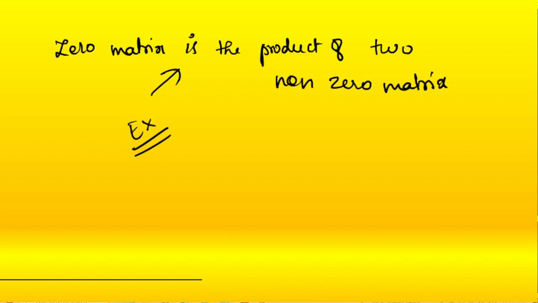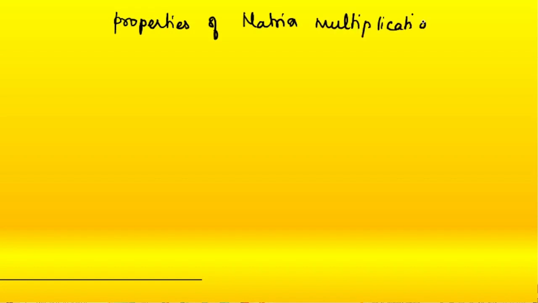Okay, so now moving on to the properties of matrix multiplication. Properties of matrix multiplication. So we are going to look at the properties of matrix multiplication. The first one is going to be the associative law. What is the associative law?